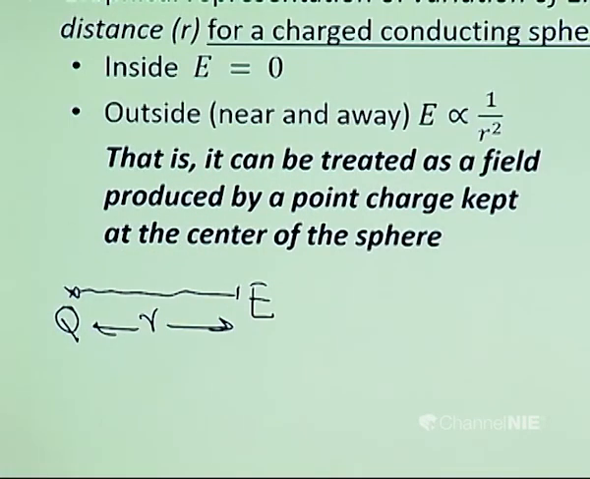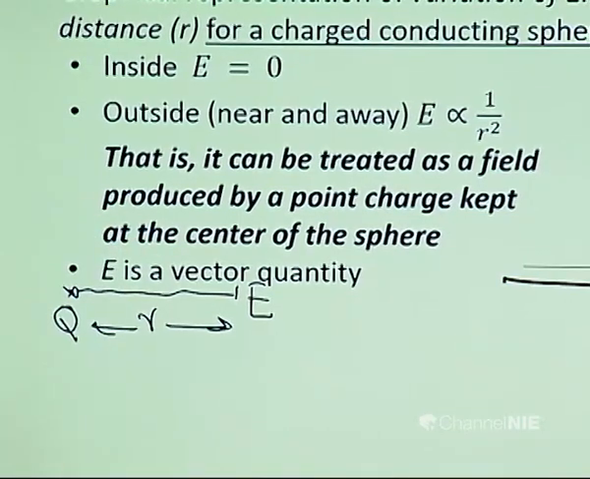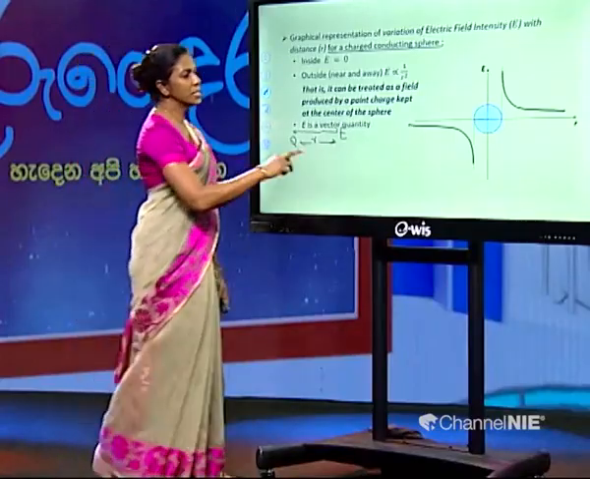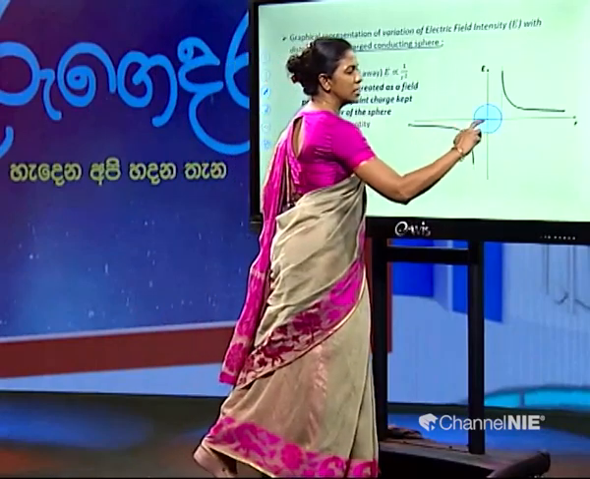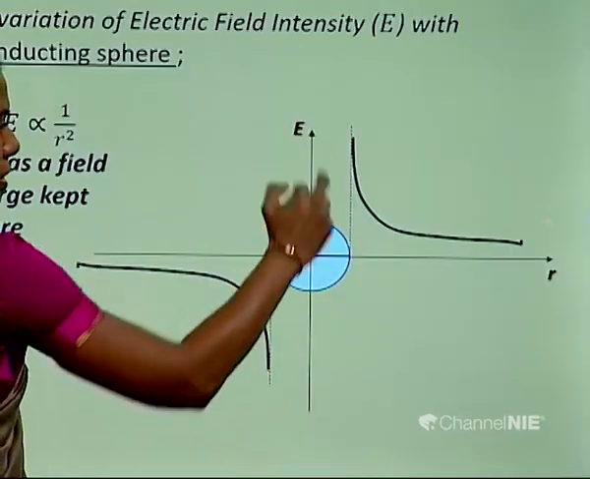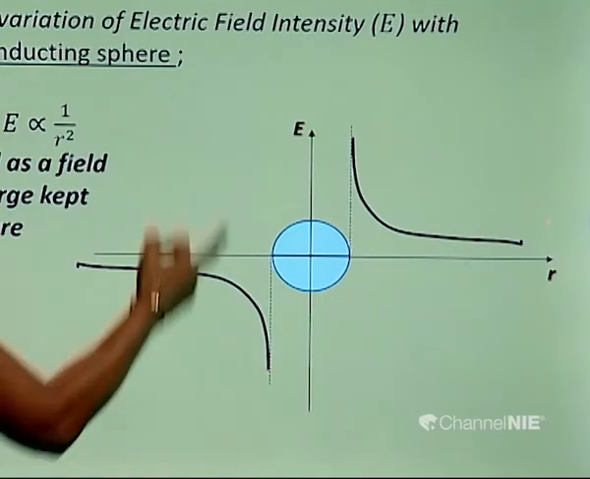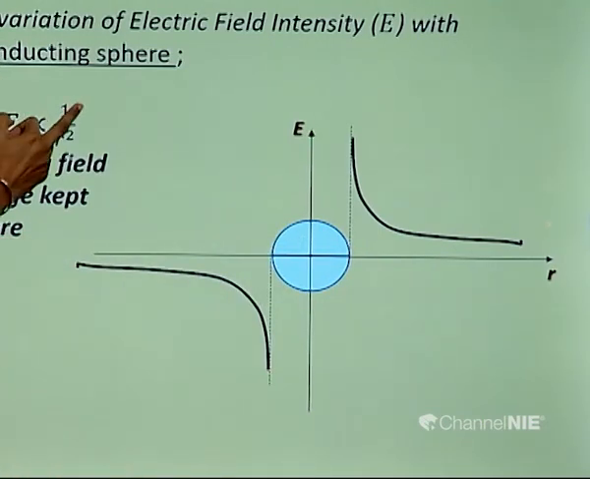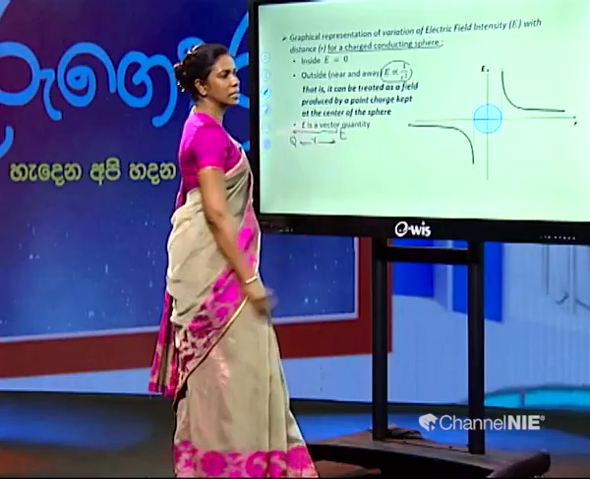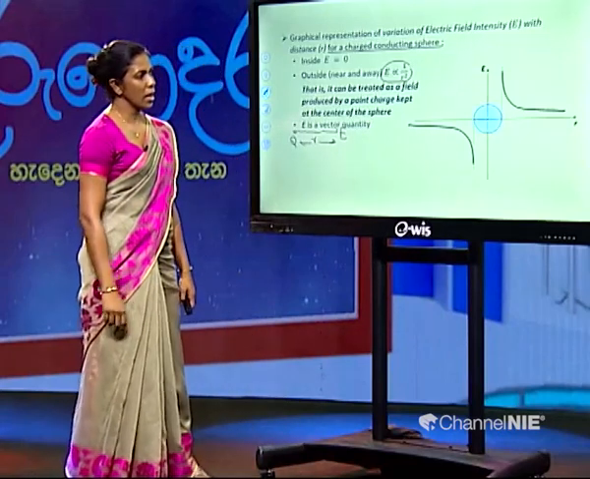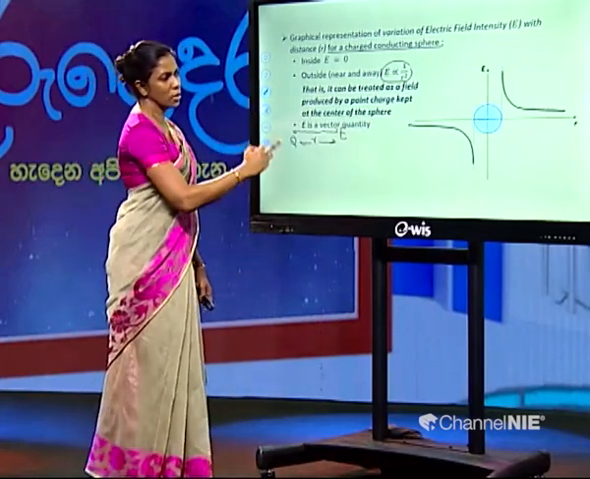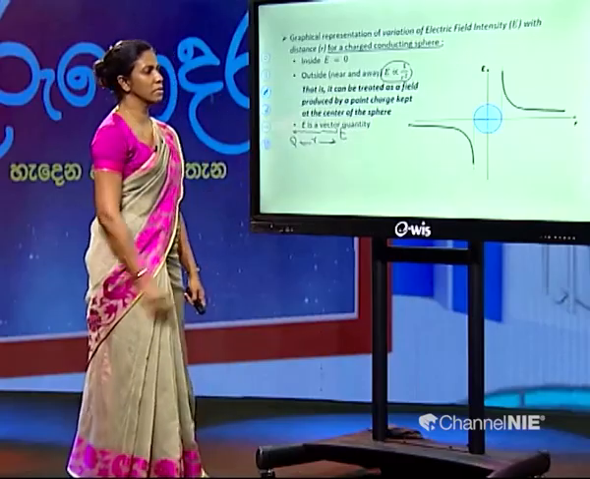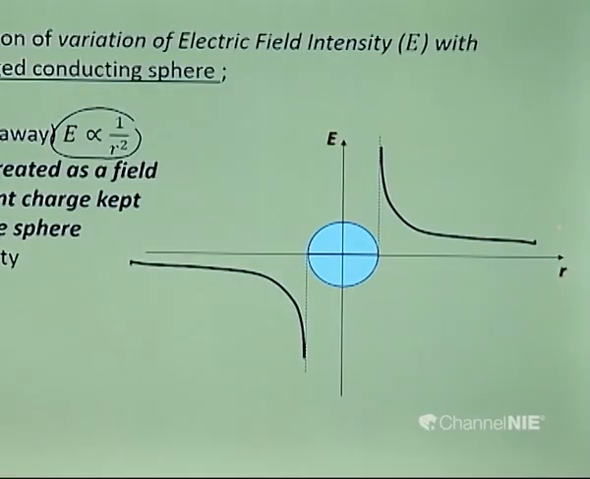So, if you put up the graphical representation considering the vector quantity, E is a vector, we see that inside the conductor the field intensity is 0. At the surface and outside, the field intensity varies with a rapid drop with the distance, and the vector shows it should be drawn in the plus and minus, positive and negative, it must be considered.